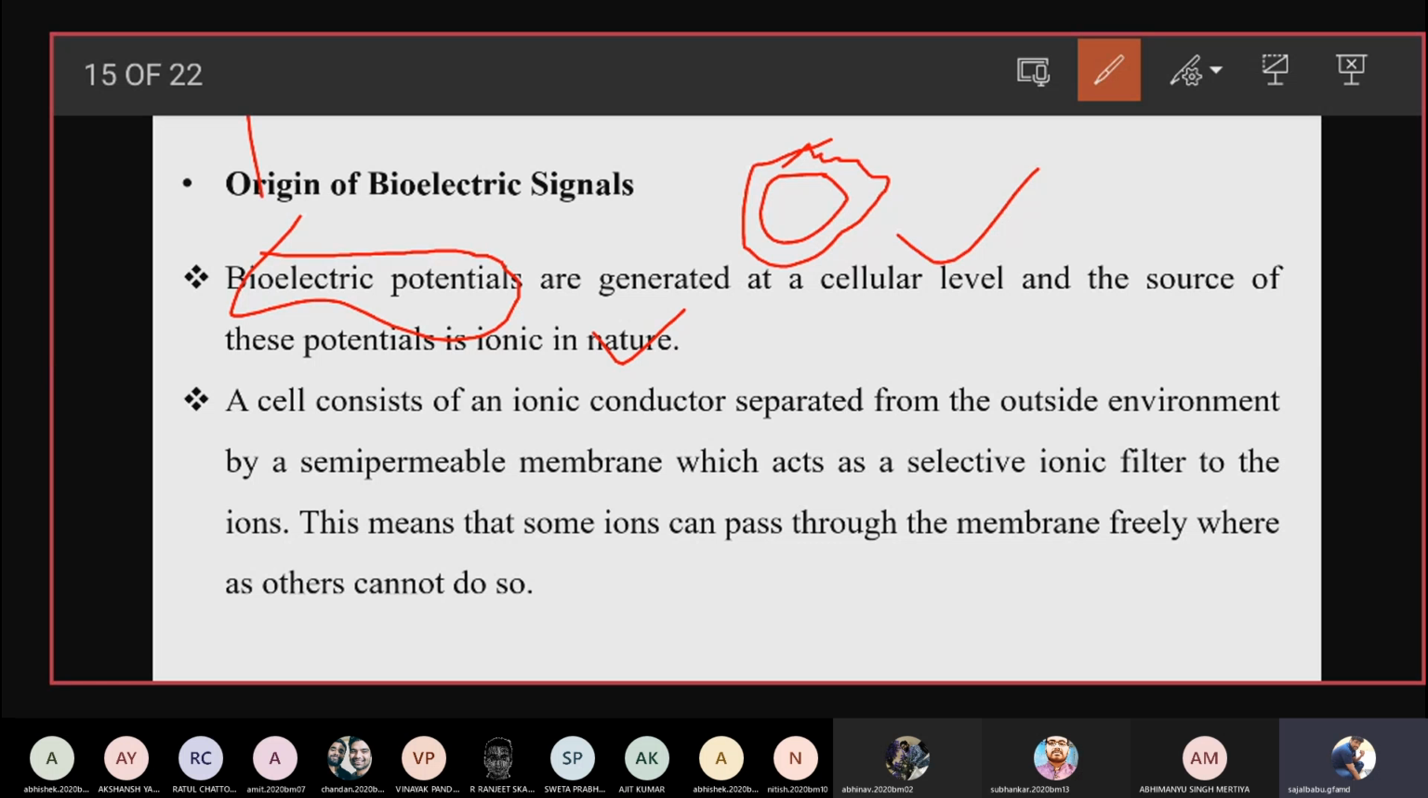RO में semi-permeable membrane लगी रहती है. What will it do? It will pass the water and it will block some of the bacteria, minerals, all these things. So the same semi-permeable membrane will be present surrounding the cell, the outer layer of the cell. If you consider a cell, so 1 minute.